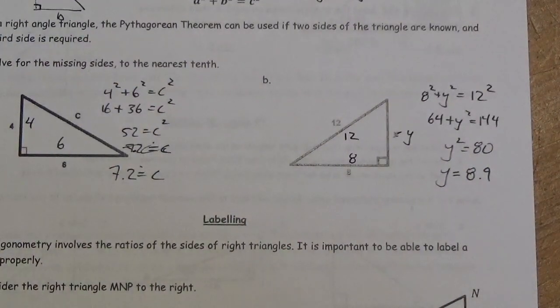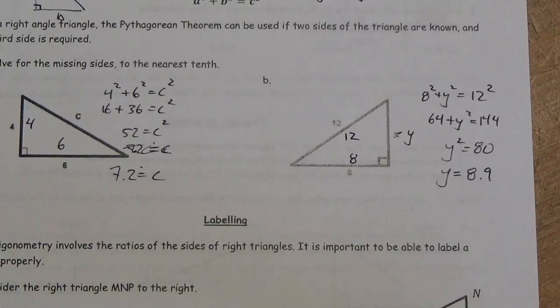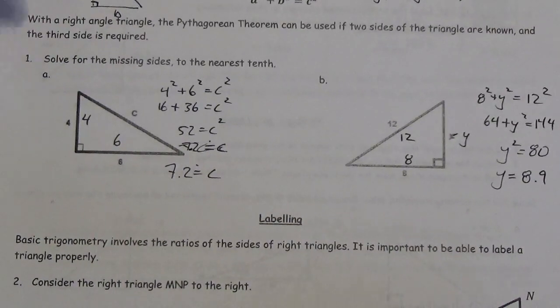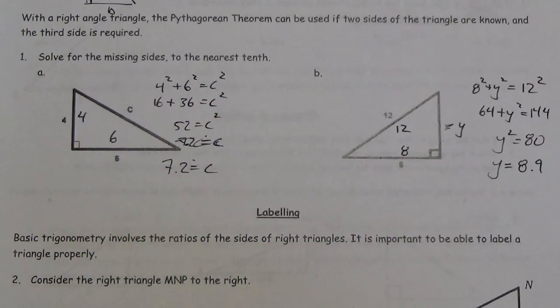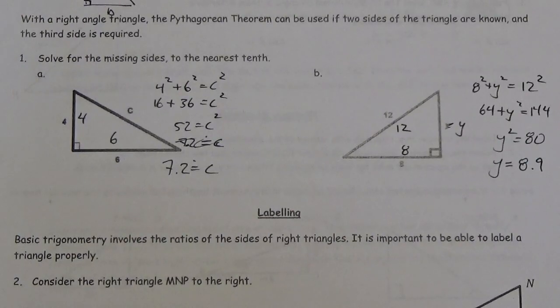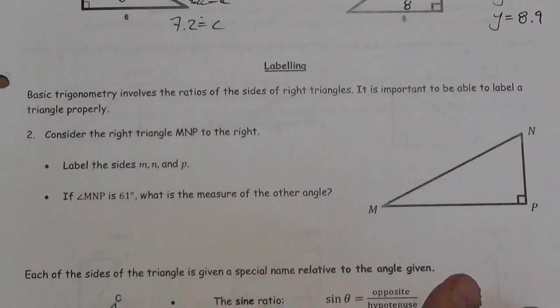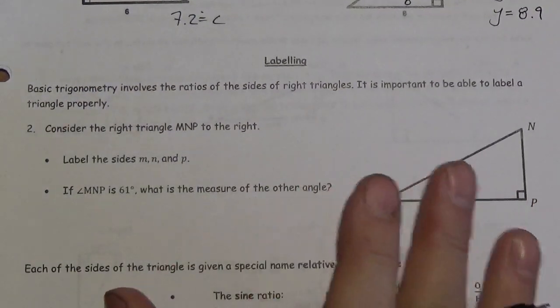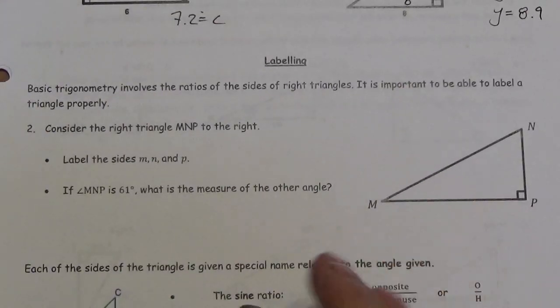Okay, and those are the two different ways that you're probably going to end up using the Pythagorean theorem. Okay, it's going to show up, guaranteed. At some point in this chapter, you're going to use the Pythagorean theorem, probably a bunch of times. Now let's just make sure that everybody is okay with how we're going to label the triangle.